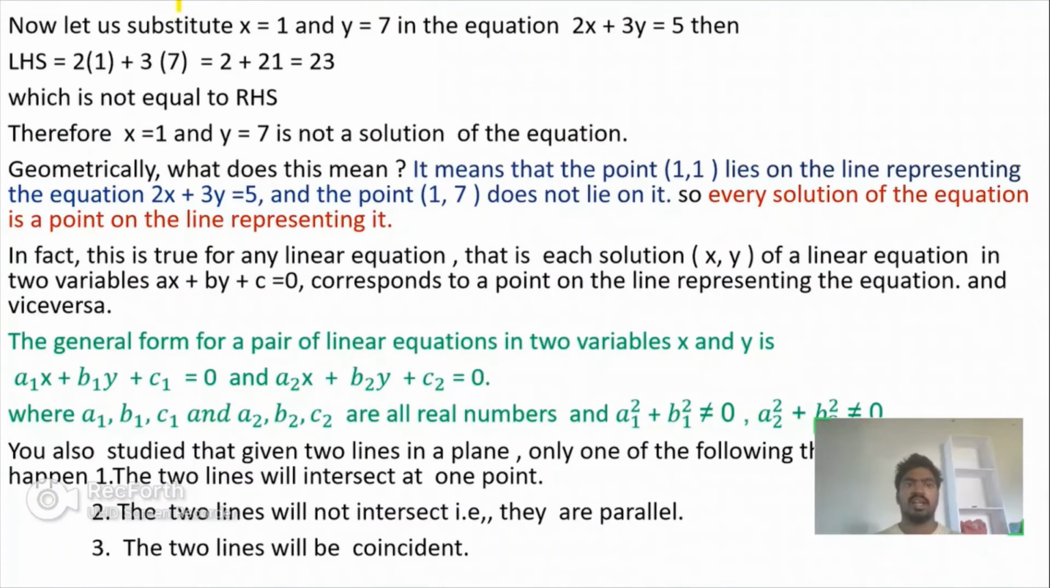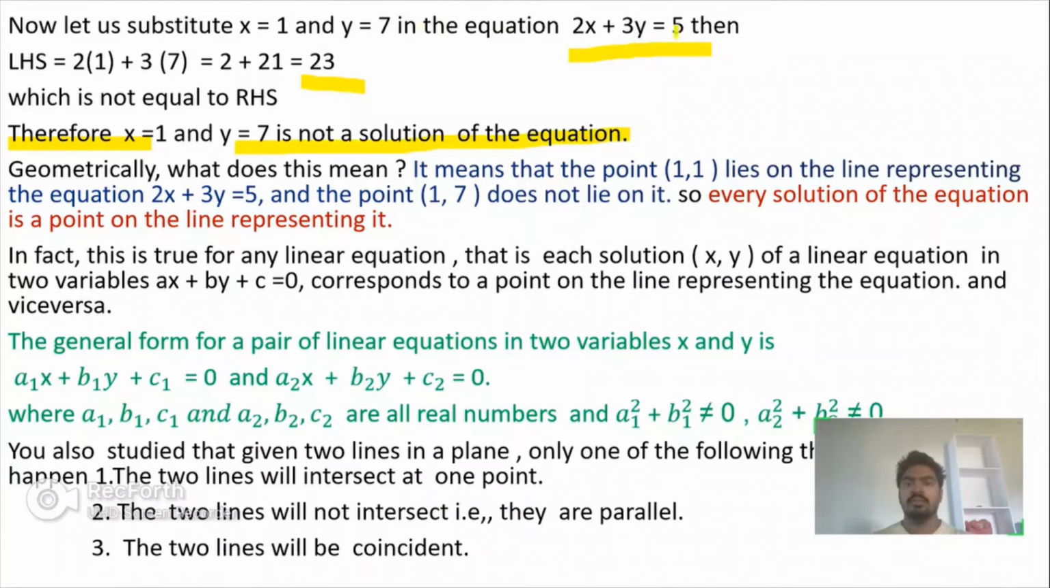Now, let us substitute x equals 1 and y equals 7 in the same equation, that is 2x plus 3y equals 5. Then we get 23 as the result in the LHS, and we can clearly see that 5 is the value present in the RHS. So 23 is not equal to 5. Then we can clearly say that the equation is not balanced, and therefore x equals 1 and y equals 7 is not a solution of the given equation.